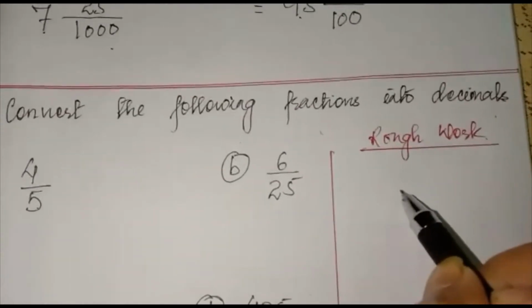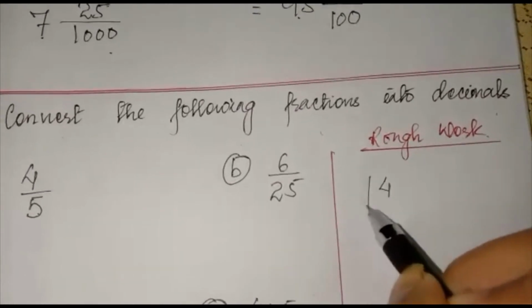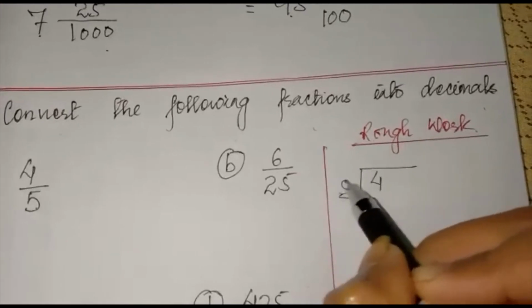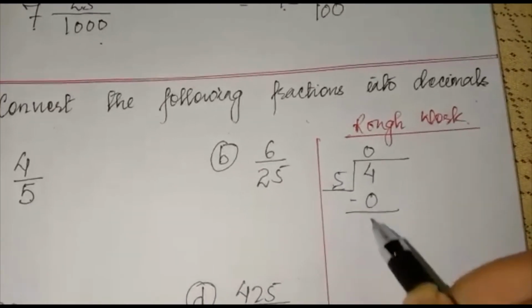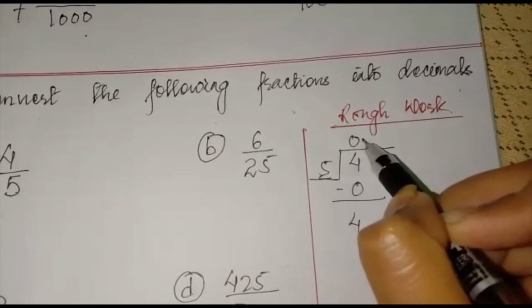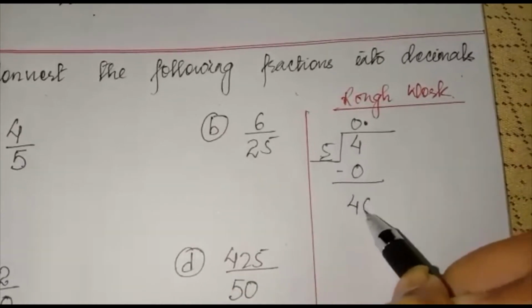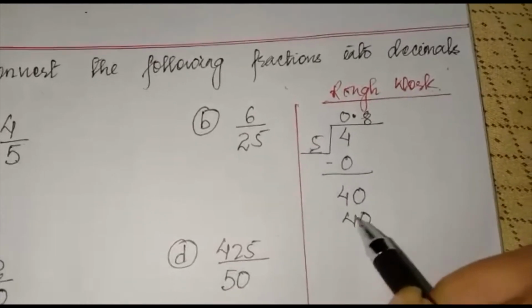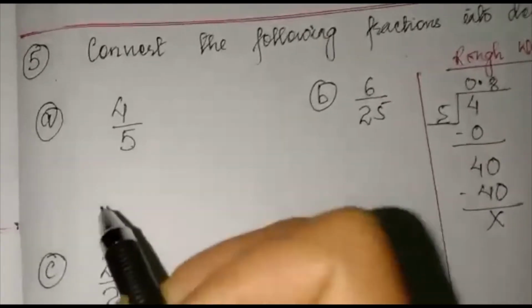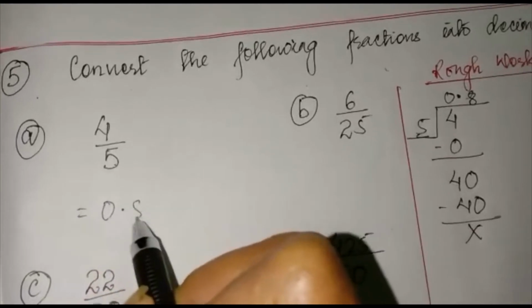So here is rough work. We will divide this 4 by 5. 5 zeros are 0. Then 4, give here the decimal point. Because of the decimal we can give 0 here. So 5 8s are 40. So the answer is 0.8. Okay.